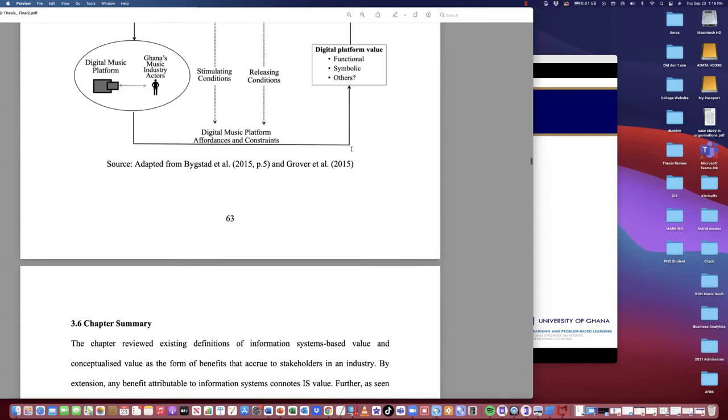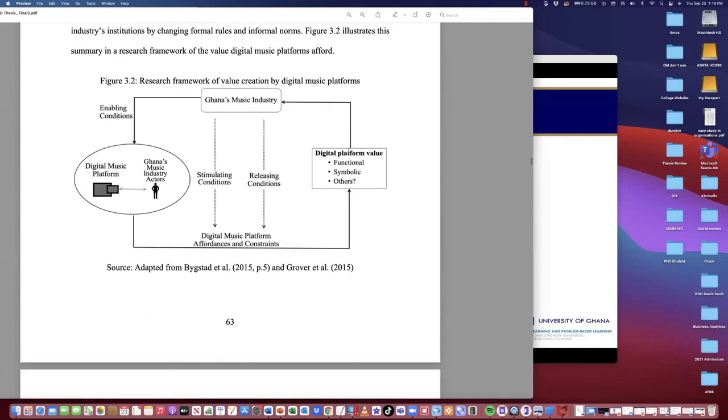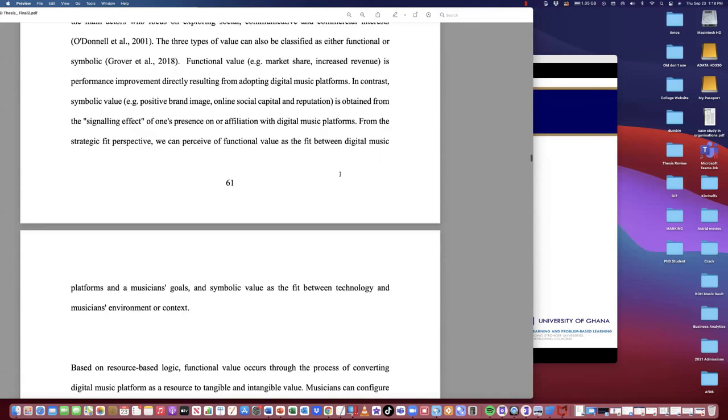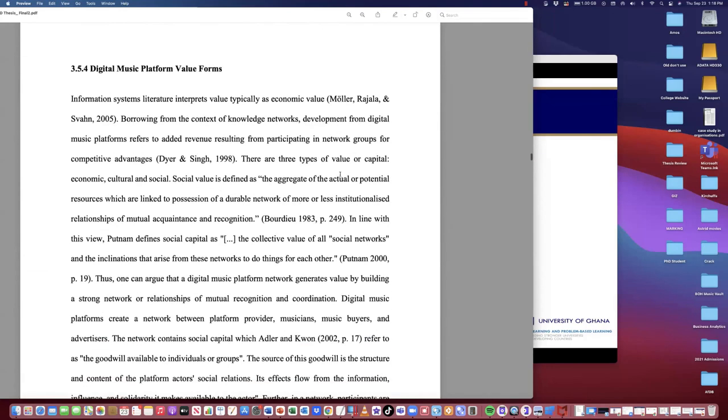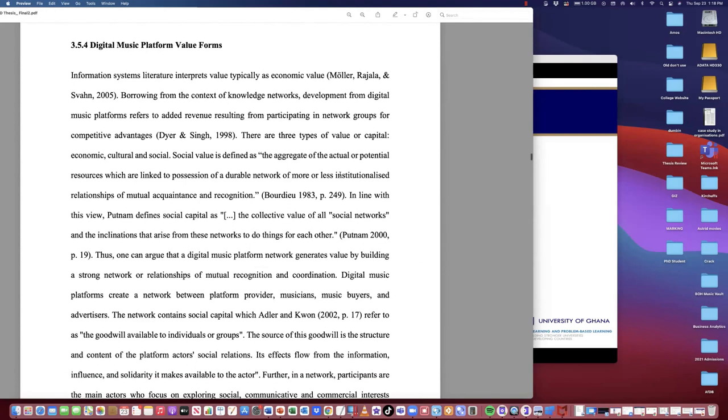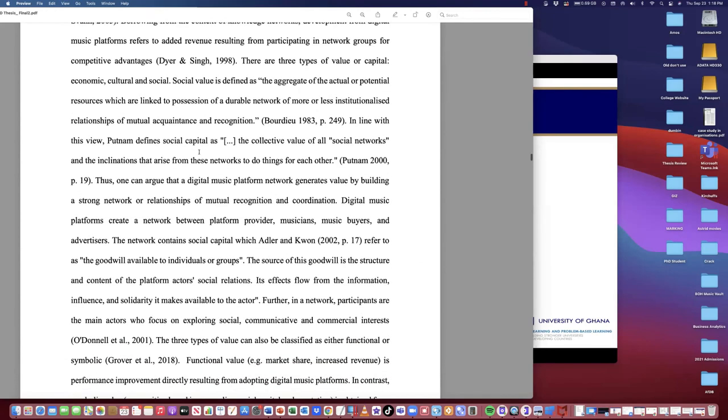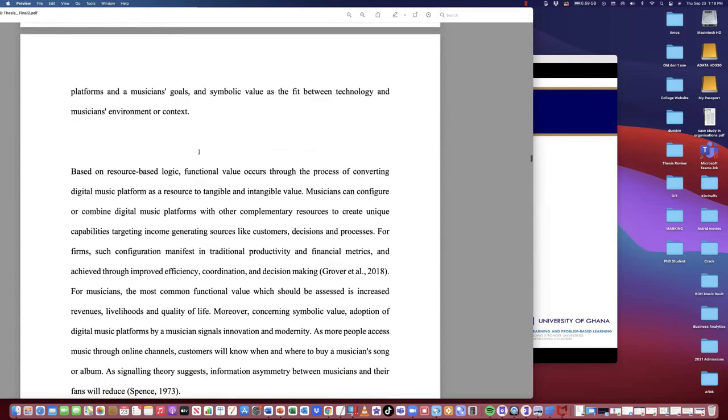Can you see it? Look at this one. This is what he found. He says that the digital platform values are functional and symbolic, and he has explained what is under functional, what is symbolic. He said, could there be others? That's why he put the comma. So in his final stage, he found out there was another one called what? Heritage. But the symbolic and the functional were coming from the literature. Do you understand me? Yes. Okay. But the heritage came from the thesis.